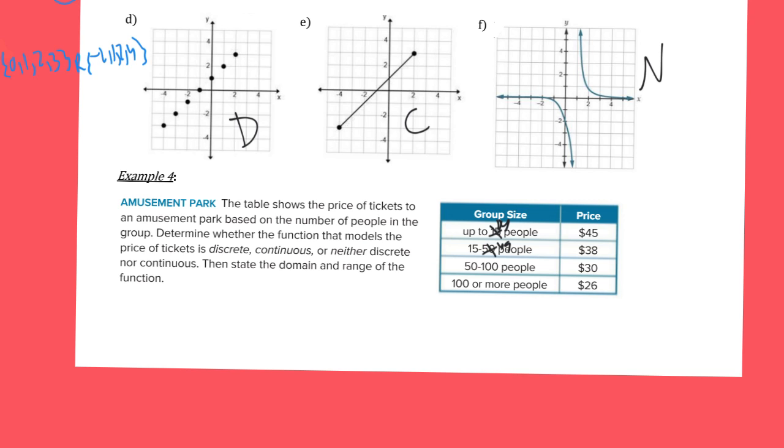So you could say, yes, the domain is you're going to have 1 person up to however many you want to bring, okay? And then also the range is going to be discrete values. So I wrote this in a way that you don't know. Sorry. If you look at this, it's from 1 to infinity, okay?